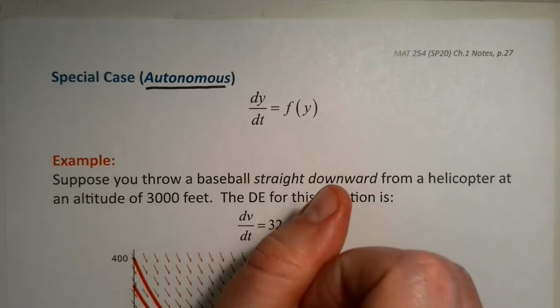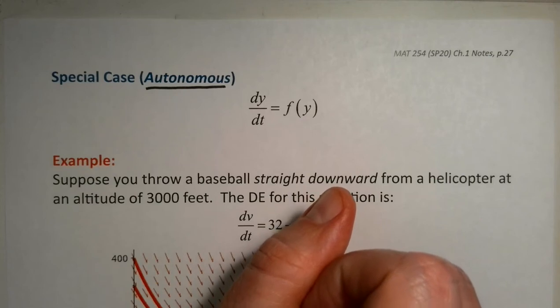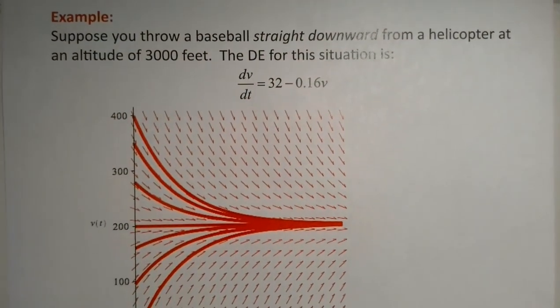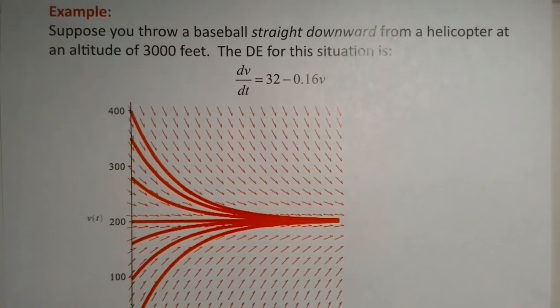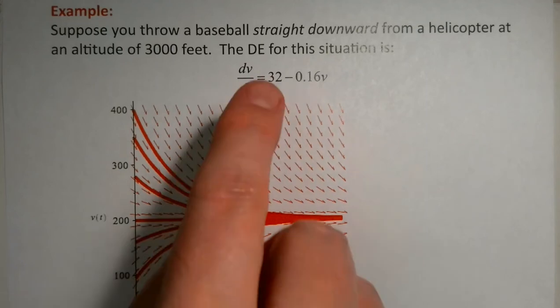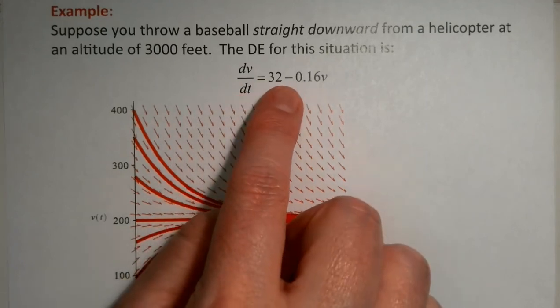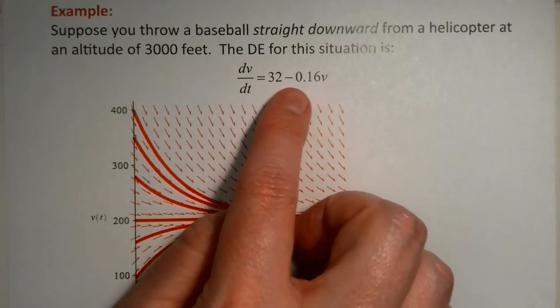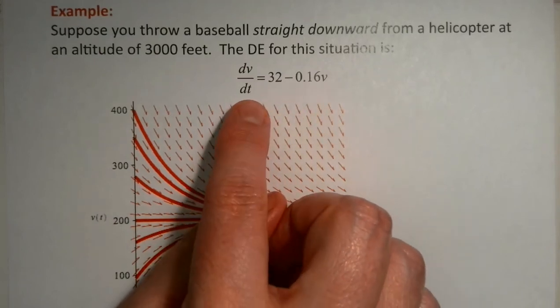So these are referred to as autonomous differential equations, and they're really, really useful. They get used all over the place. So let's take a look at an example. And in this example, we're going to presume that we're throwing a baseball straight downward from a helicopter at a specific altitude of 3,000 feet. Turns out that the DE, the differential equation that models this situation, is dV/dt equals 32 minus 0.16v. Now you might be wondering where these numbers come from, but first let's break down the equation.